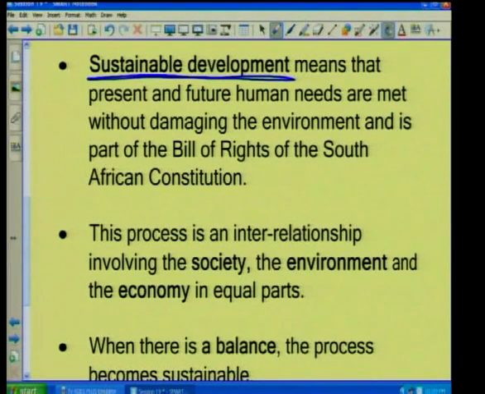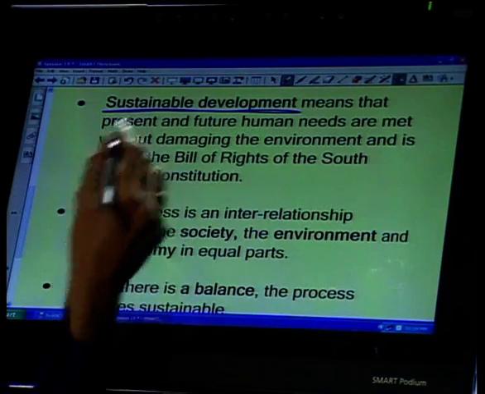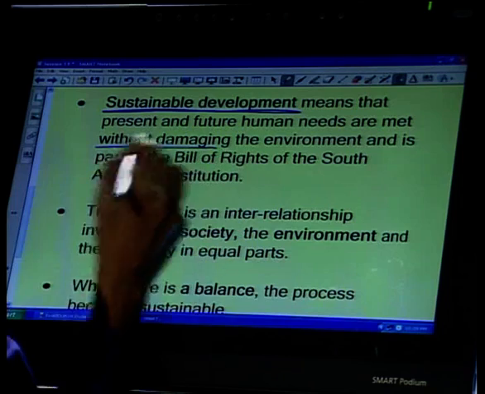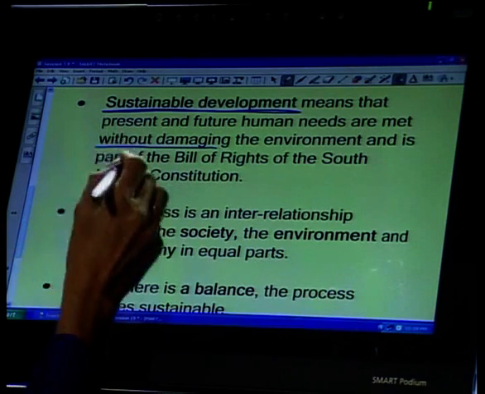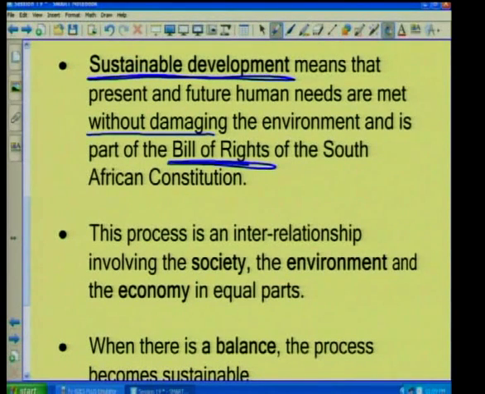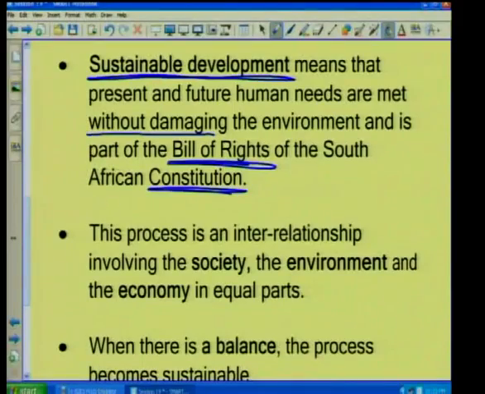Now, we've spoken about the word sustainable before, in sessions before. Sustainable means that we are able to keep on doing that for the next 50 million years. It's sustainable. It is going to work. We are looking at all aspects to be able to work together. So it means the present and future human needs are met without damaging the environment. And it is part, people look at this, of our Bill of Rights. Okay, and it's in our South African Constitution that we have a right to living in a world that is undamaged.